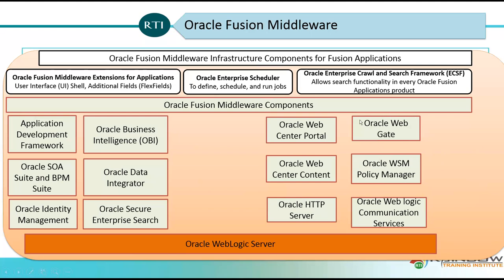And Oracle WebGate, whenever some requests are coming inside our application, makes sure whatever is coming inside is an authenticated one, a secured one, and once that is secured or authenticated, then only it will allow us to hit the HTTP server, which in turn contacts the respective applications and responds back with the proper resolutions.